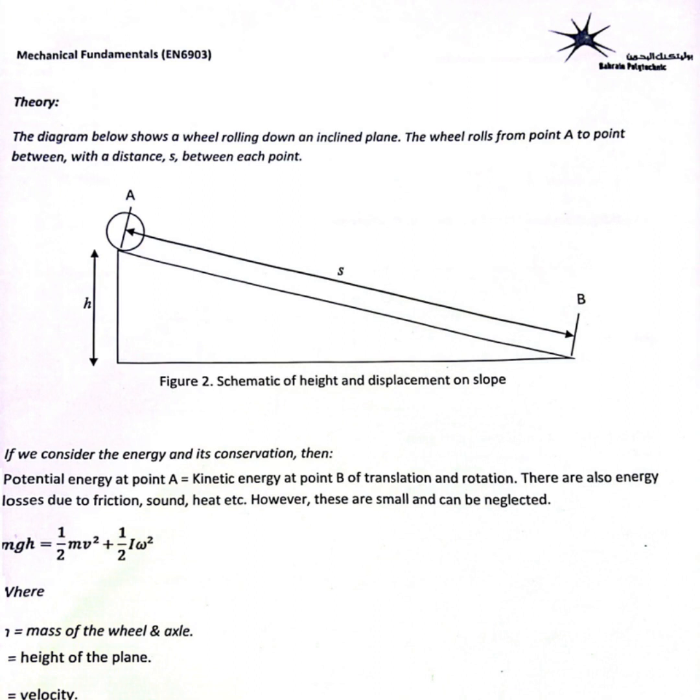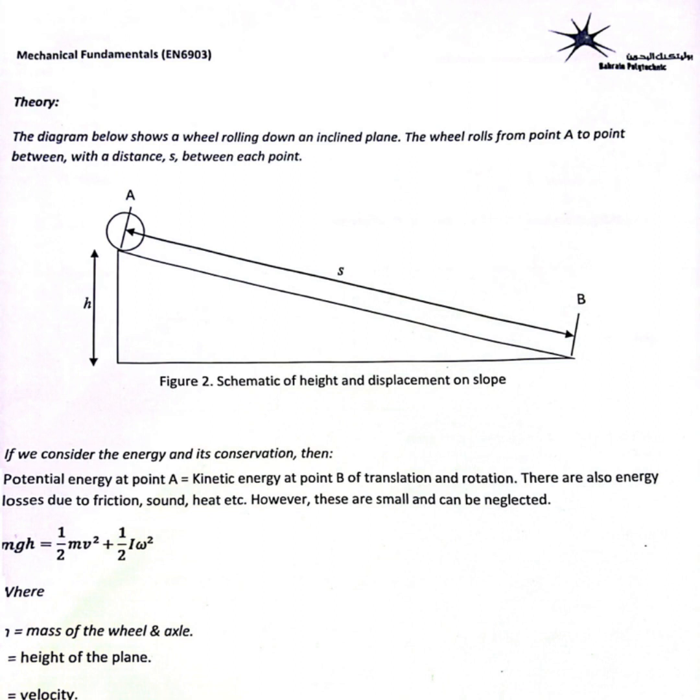Of translation and rotation. So we say at point A, there's the potential energy, which is equal to mgh. And then as it moves, it is equal to 1/2 mv squared, where v is velocity, plus 1/2 of the moment of inertia times angular velocity squared. Okay, so we start with this activity.